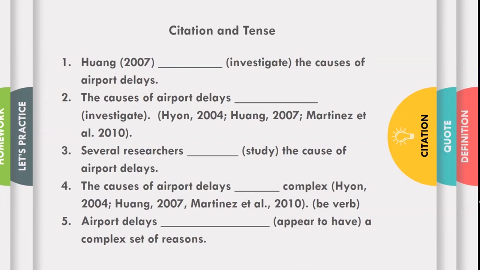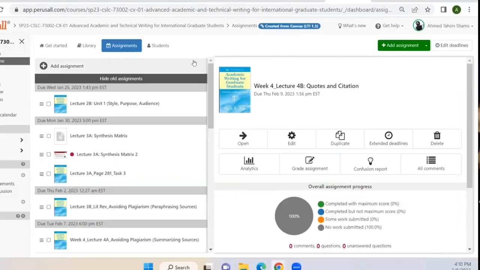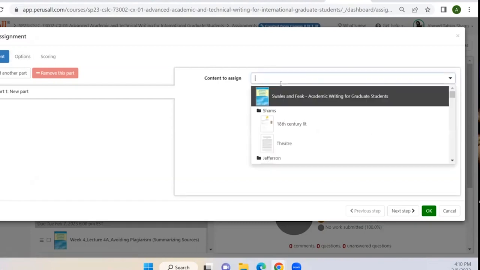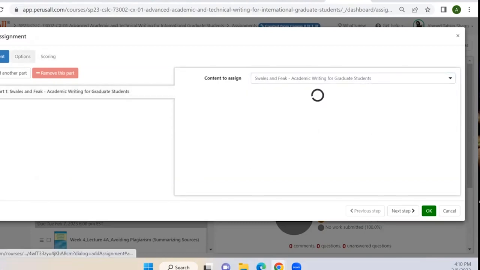Do we all have the book? Or anyone can have the book and share with the others, if at least in one group, one person has the book. No? You don't have the book? Then I have to do things here. It's going to be like this.